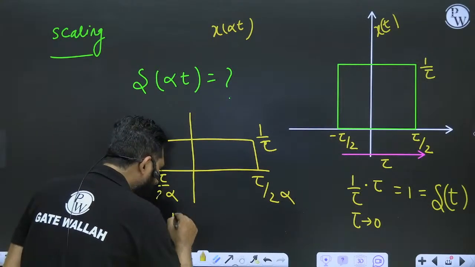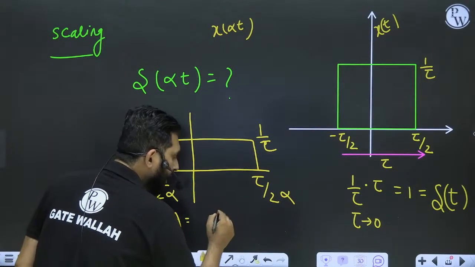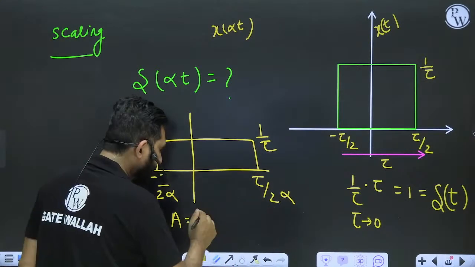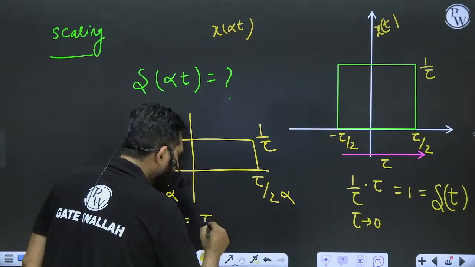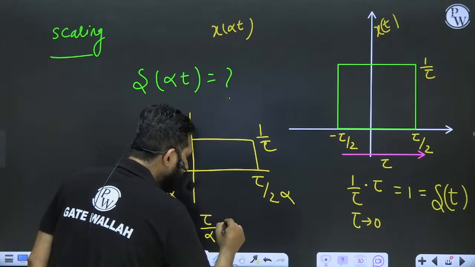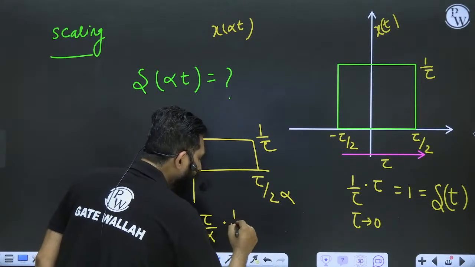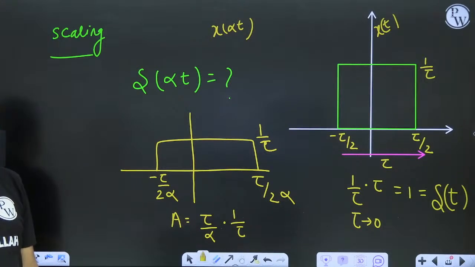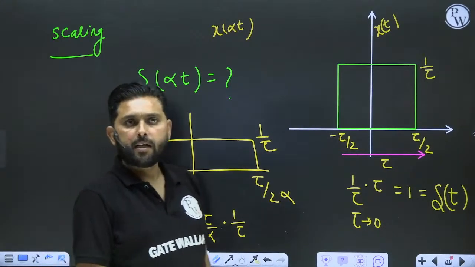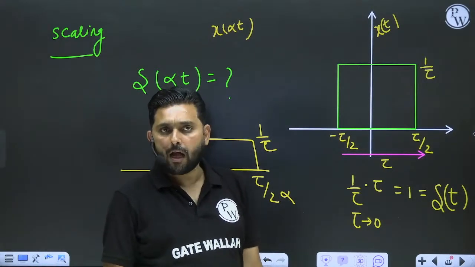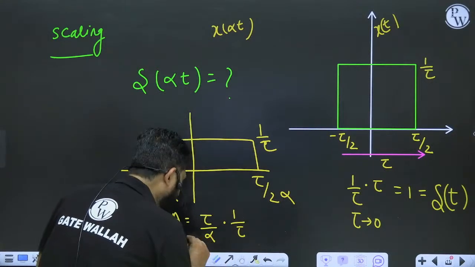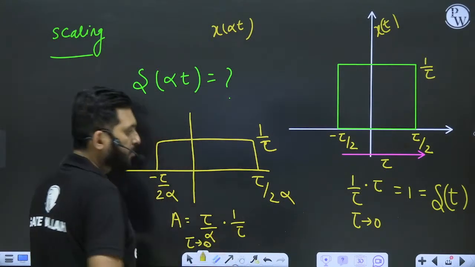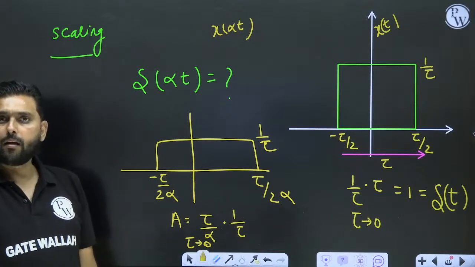So area A is what? It is the total width. Total width is tau by alpha into 1 by tau. This is what the area is. Tau by alpha into 1 by tau, with tau tending towards 0.